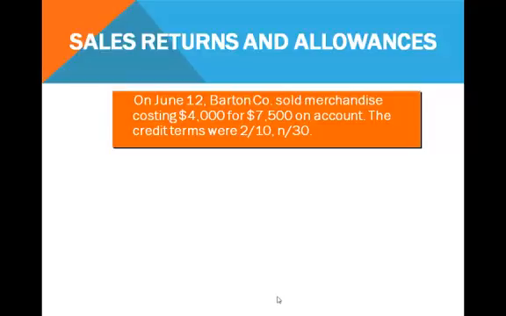Here we have another sale of merchandise inventory for Bart & Company. This sale is on June 12th. The inventory was sold on credit for $7,500 and had a cost of $4,000. The credit terms are 2/10, net 30. So what are the 2 journal entries you need to record this sale for the seller? Remember, we're the seller here.